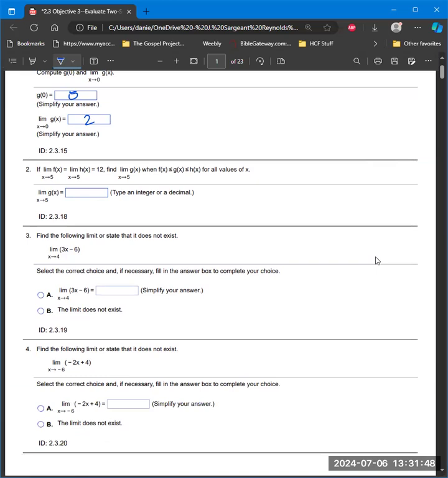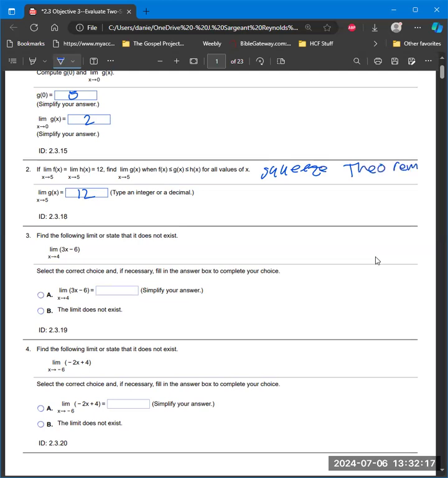If the limit exists here, f of x and h of x, their limits are both 12. Find the limit of g. If it has to stay between the two, this is called the squeeze theorem. It also has to be 12. This is the squeeze theorem.